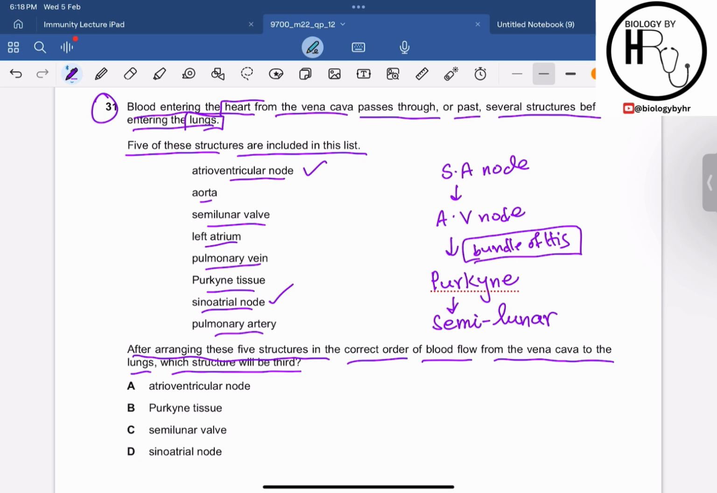it will basically go to the pulmonary artery. Yes, pulmonary artery. Why? Because it has entered from the vena cava first, so it will go to the pulmonary artery to the lungs, right? So lungs is also not in the options, so we will just cancel the lungs. So 1, 2, 3, 4 and 5 structures we have listed. Now they are asking which structure will be third over here. So third over here is the Purkinje tissue, right? Third over here is the Purkinje tissue. So hence the correct answer over here is option B. I hope that this MCQ is clear to all of you.